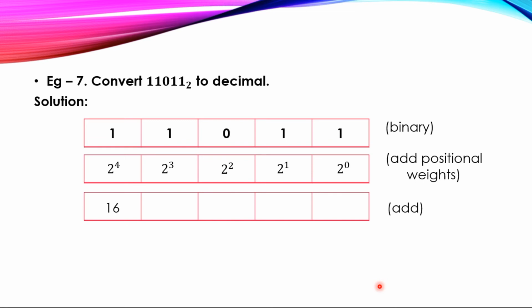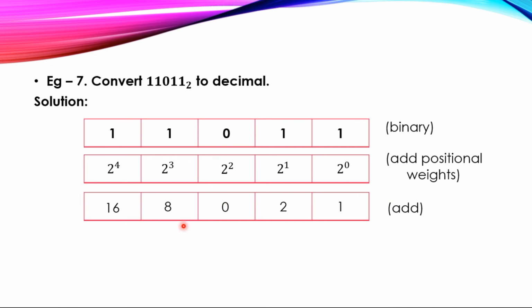So 2 raised to 4 is 16, 2 raised to 3 is 8, 2 raised to 2 is 4, but anything multiplied by 0 will be 0. 2 raised to 1 is 2 and 2 raised to 0. Now remember, 2 raised to 0 is always 1.